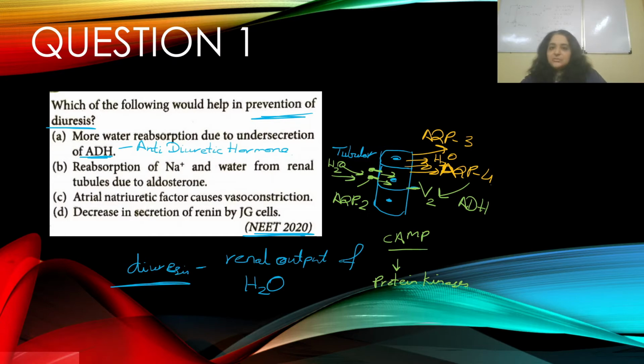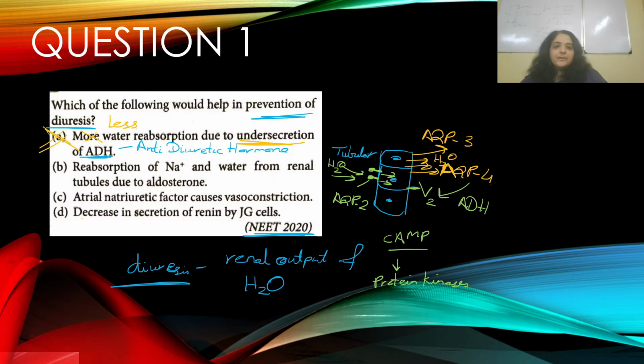If undersecretion of ADH is happening, water reabsorption will not happen, obviously. So with undersecretion of ADH, water reabsorption will not be more, it will be less. This statement is incorrect. It will not prevent diuresis. There will be less water reabsorption due to undersecretion of ADH. So clearly A is incorrect.